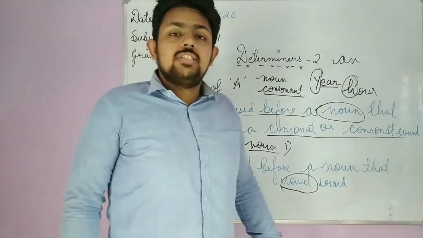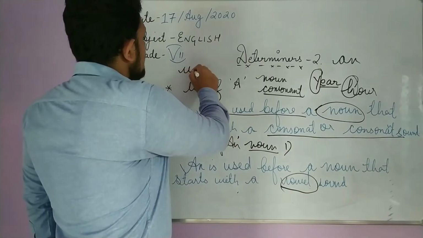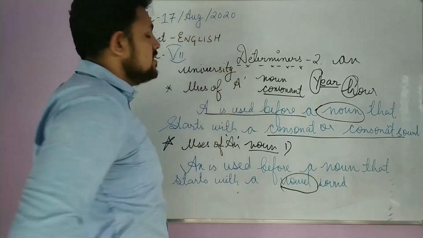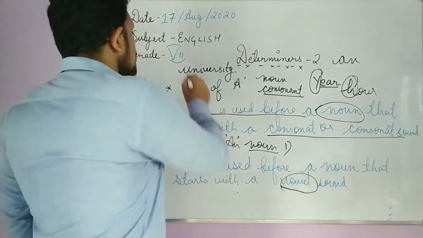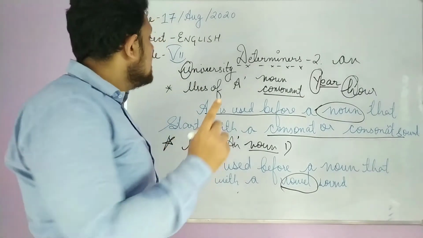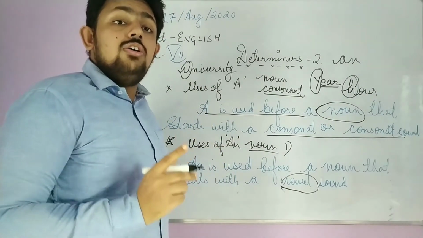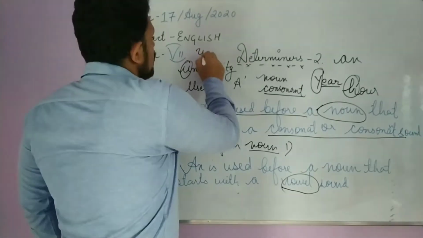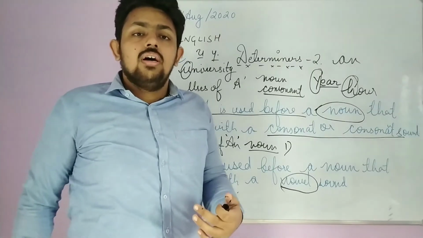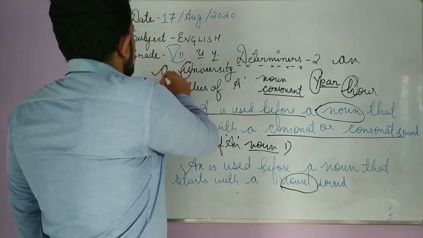For example, we have the vowel word "university." Here see A-E-I-O-U, so U is there. So it must have "an university"? No, because the sound produced in the word "university" is of U-Y. So it is not a vowel sound. So we will put "a university."